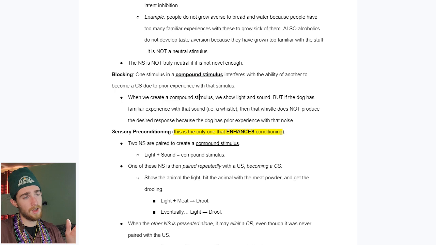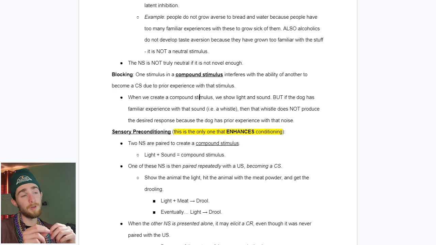So going back to compound stimulus, remember the light and the sound. All right, so the light and the sound, they are a compound stimulus. If we present them in close time with meat powder enough times, then eventually that compound stimulus by itself will elicit the response of drooling. However, if our dog has some prior experience with that sound, right, maybe it's a whistle, then that sound does not produce the desired response because the dog has prior experience with that noise.